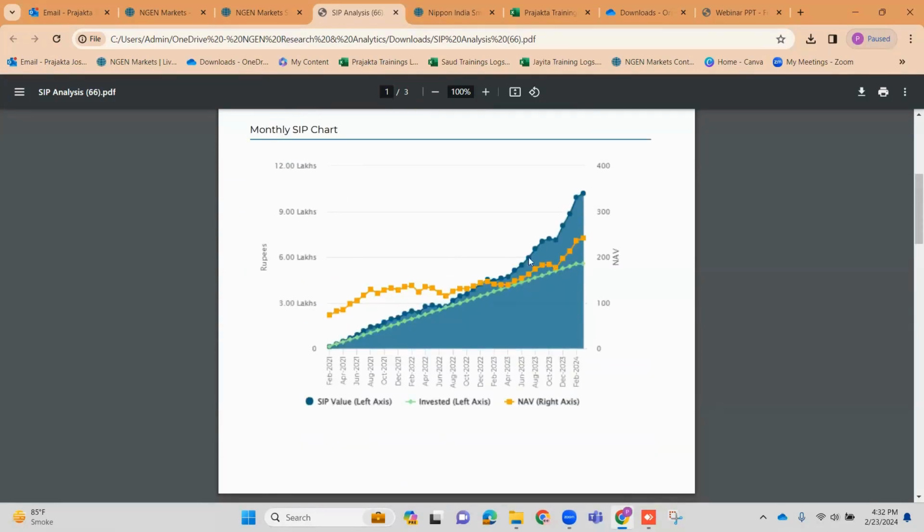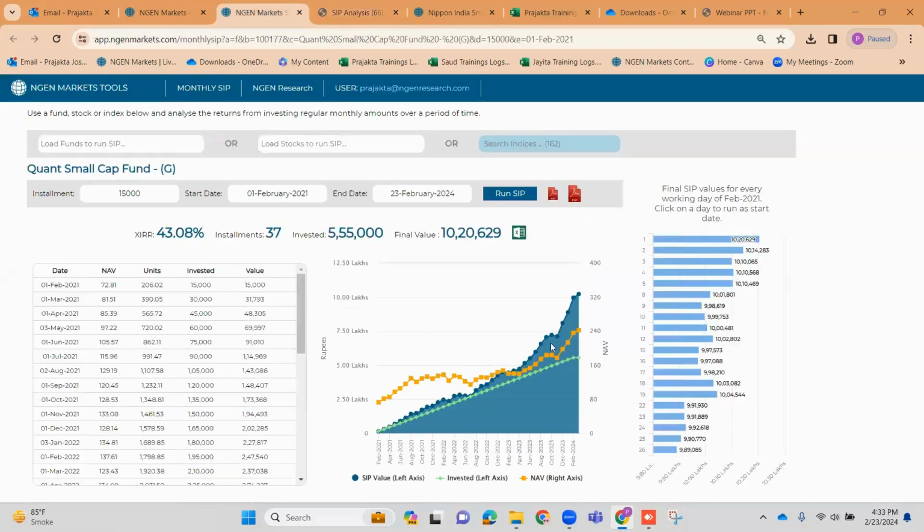Now let us interpret this chart, the graph that you can see here. Again, this is the same analysis that you can see here, but of course, because it's in a graphical manner, it could be a little complex to understand. So let's first understand this green thing that you can see here. This is a step up. This is basically how, month on month, as the installments keep on coming in, it's a linear increase in the invested value of your portfolio.